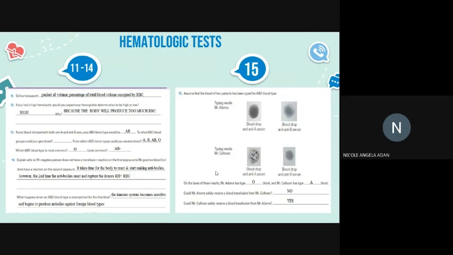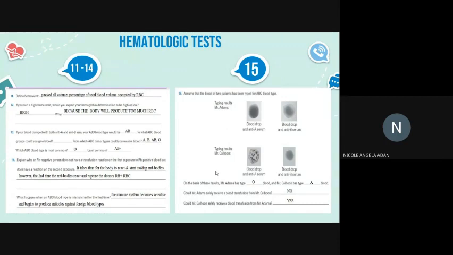Explain why an Rh negative person does not have a transfusion reaction on the first exposure to Rh positive blood but does have a reaction on the second exposure. Because it takes time for the body to react and start making antibodies. However, the second time, the antibodies react and rupture the donor's Rh positive RBC. Next, what happens when an ABO blood type is mismatched for the first time? The immune system becomes sensitized and begins to produce antibodies against foreign blood types.